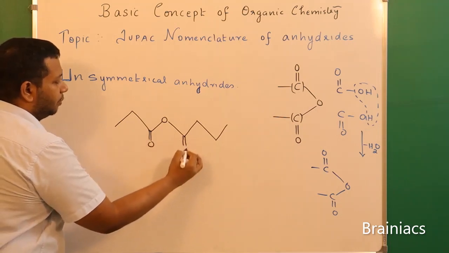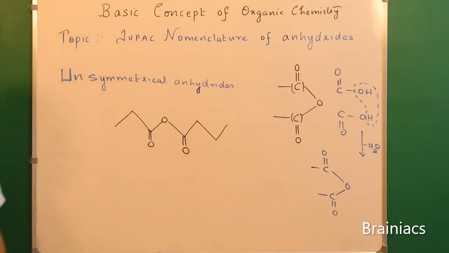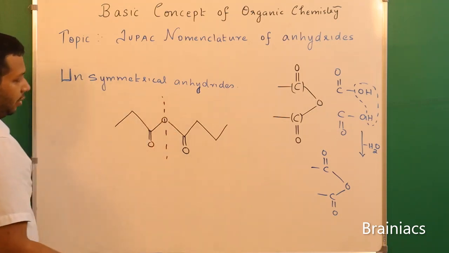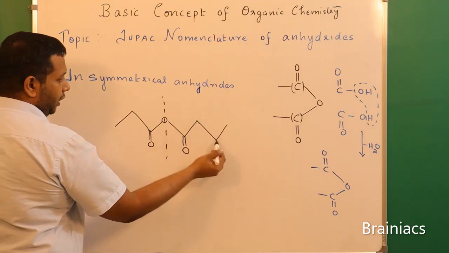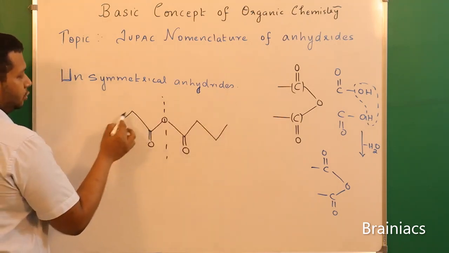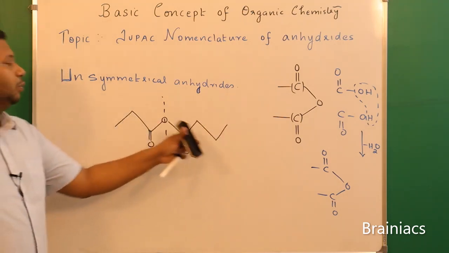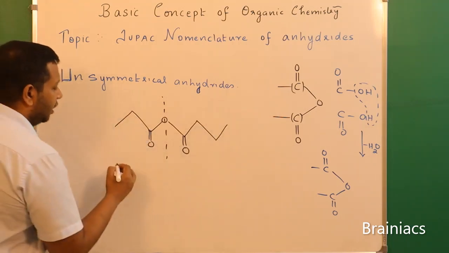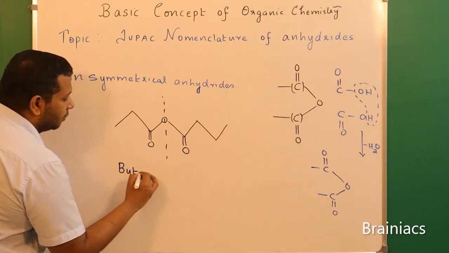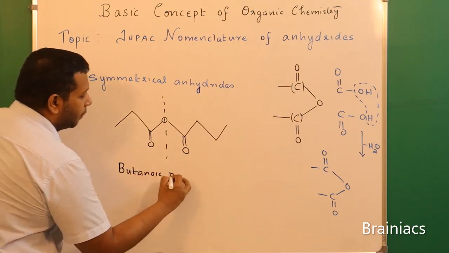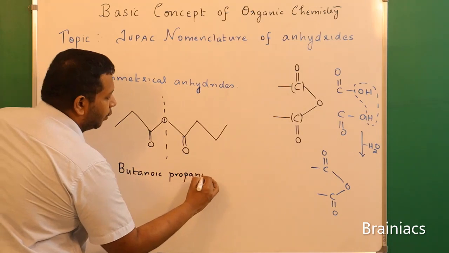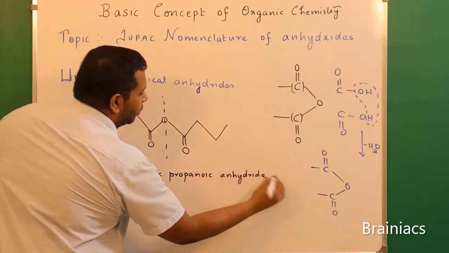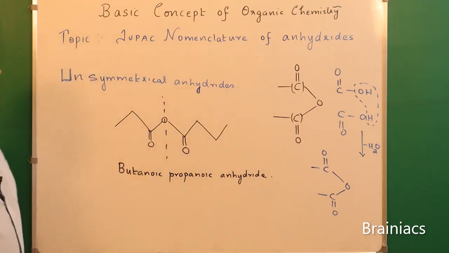So can you name this compound? Here, you can see this is not a symmetrical anhydride. I am counting the carbon atoms: 1, 2, 3, 4. Here 4 are there. 1, 2, 3. Here 3 are there. So there is butane and there is propane. Who will come first alphabetically? Butane. So I can say butanoic propanoic anhydride. So this is the way we usually give the IUPAC name for an anhydride.